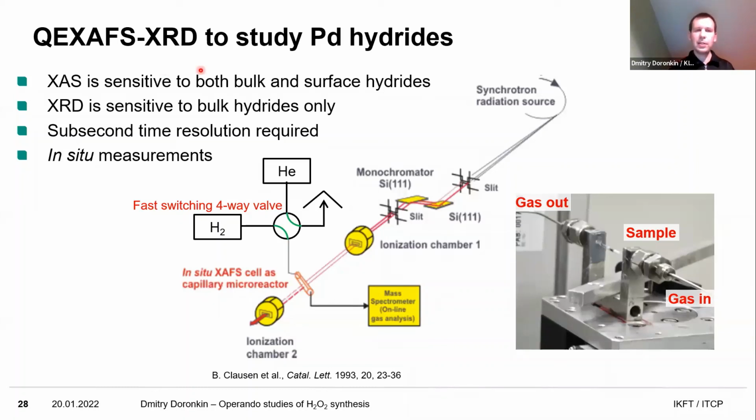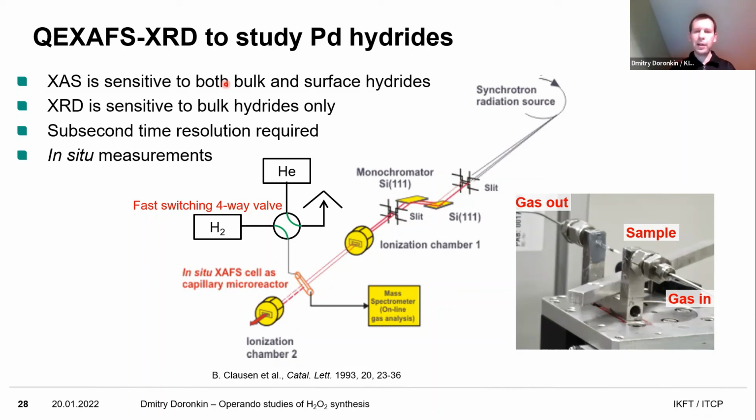That is because XAS is sensitive to only bulk, or to everything. It's a bulk and surface averaging technique. But X-ray diffraction sees only bulk hydrides with lattice expansion, so only beta hydrides.